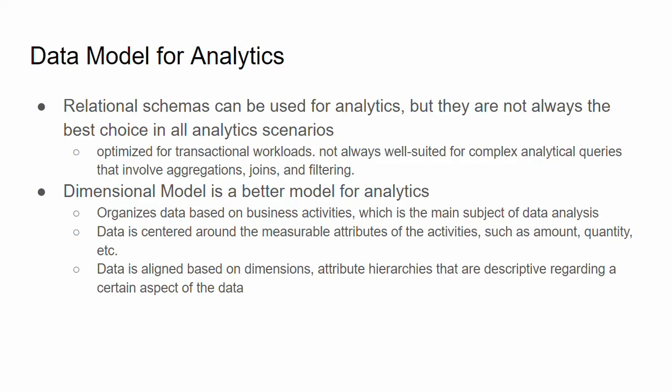In a dimensional model, data is centered around the measurable attributes of the activity, such as amount and quantity. These are usually called facts: the measurable and computable attributes of the activity, like the sales dollar amount or the product quantity. And then data is aligned based on dimensions, attribute hierarchies. Those are attributes that are descriptive regarding a certain fact.